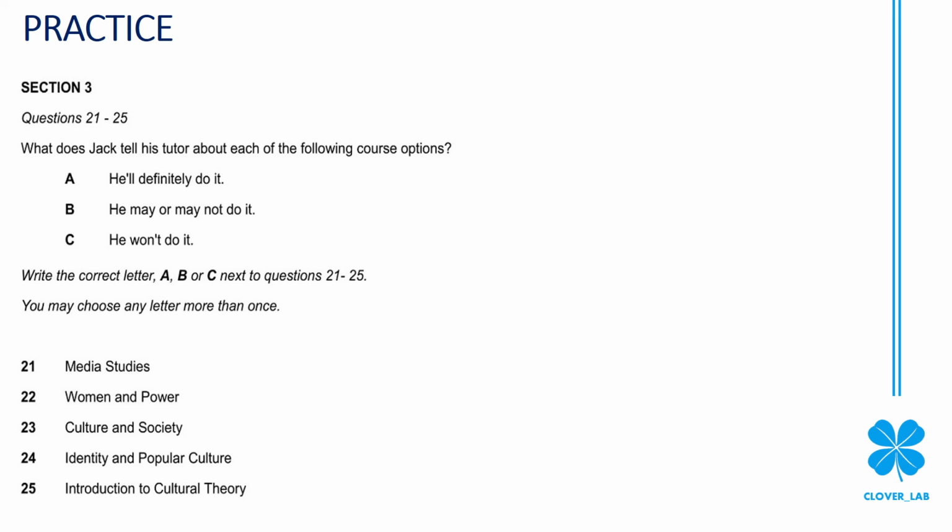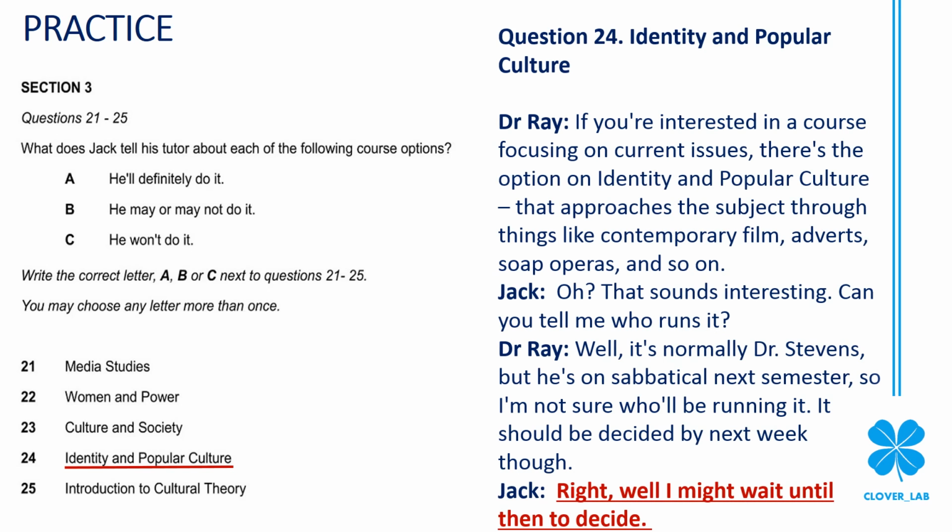Okay, so what's question 24? Identity and popular culture. Again, in this case, as you see, Jack's decision is not fixed because he is going to wait, and that's why the answer is B. Okay, let's move to question 25.